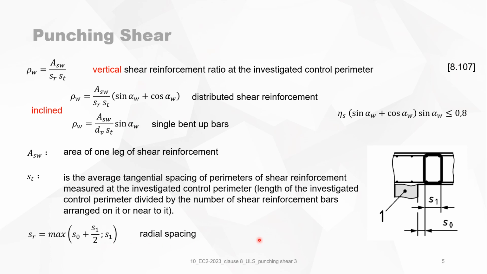Now there's a little drawing explaining this. 1 is the supporting area. S0 is the location where the first leg of the stirrup is situated, and S1 is the width of the stirrup, or the distance between the two legs of the stirrup. Looking at this formula, it does not make much sense to me. The maximum of S1 compared with the distance from the support up till the midpoint of the stirrup. So it's a little bit strange.